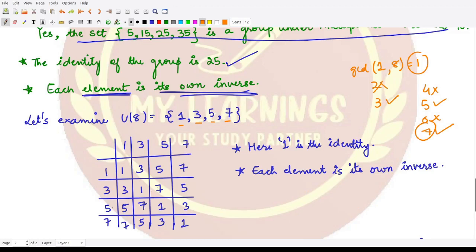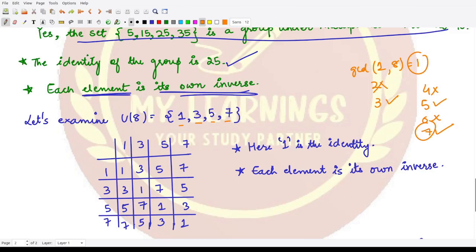5 into 1 is 5. 5 into 3 is 15, so you again obtain 7. 5 into 5 is 25. 25 mod 8, what would that be? 8 goes in 3 times and it would be 24, and the answer would be 1. So this is 1. Similarly, 5 into 7 is 35. 8 goes in 4 times, so you have 3 as the remainder. So here we have 3. Similarly, for 7 you can fill up all the elements. So this is the Cayley table for this particular group, right?